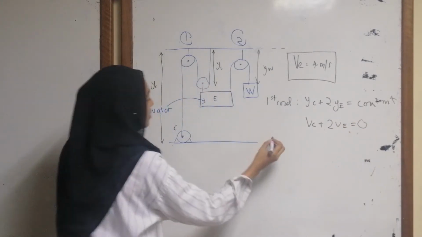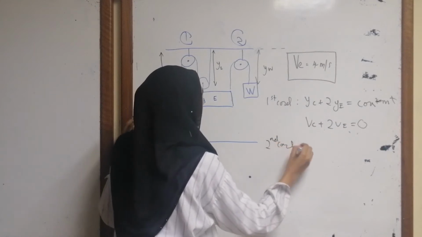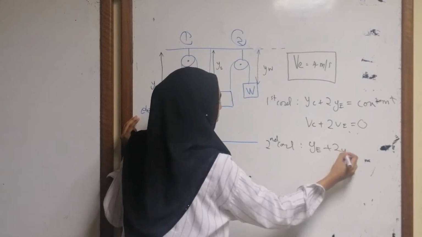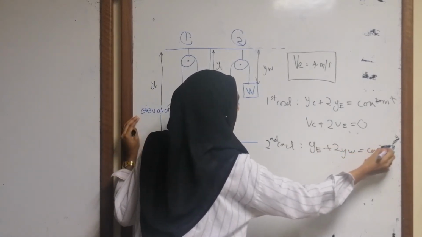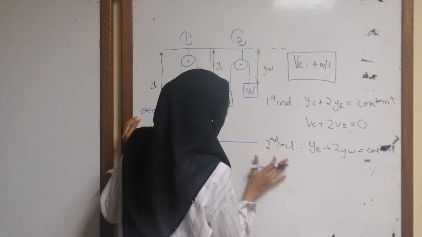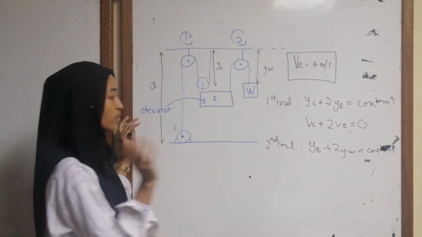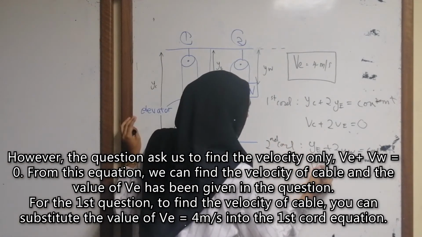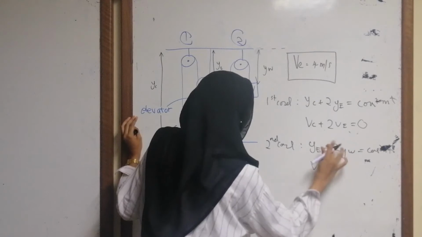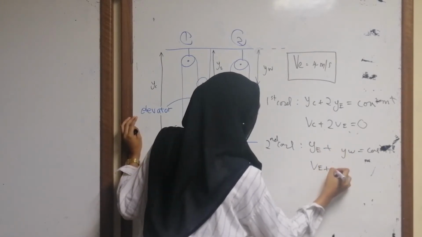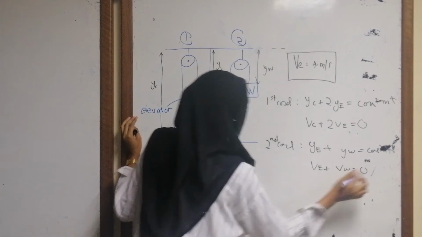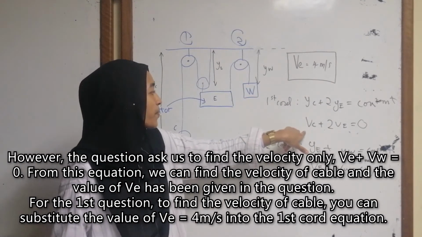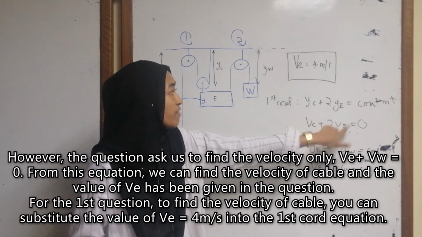So for the second cord, YE plus 2YW equal to a constant. From here, we can also find the velocity and also the acceleration. But for this question, we only want to find the velocity: VE plus VW equal to 0. So from this equation, we can find the velocity of the cable. And VE was given in the question.